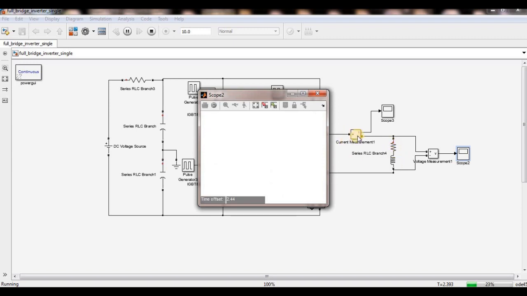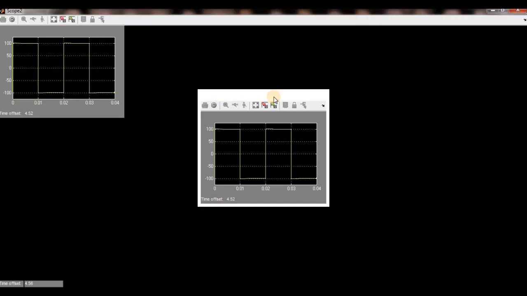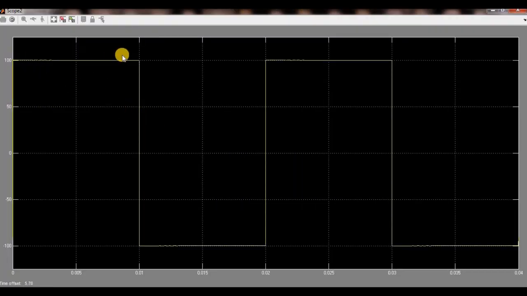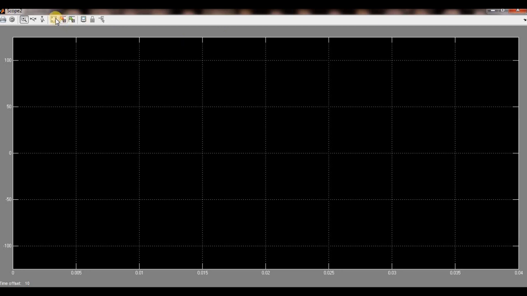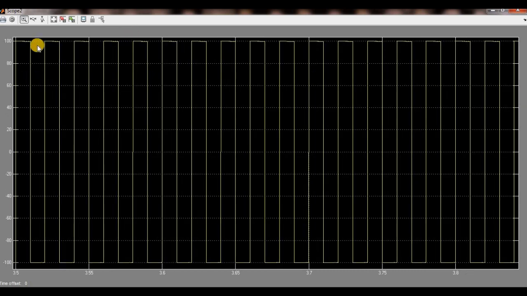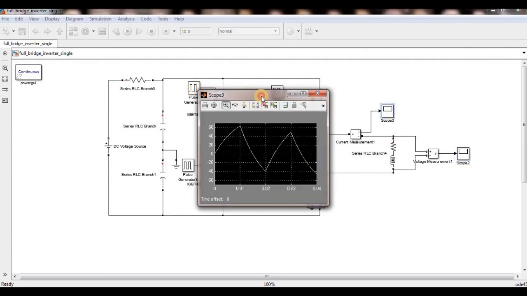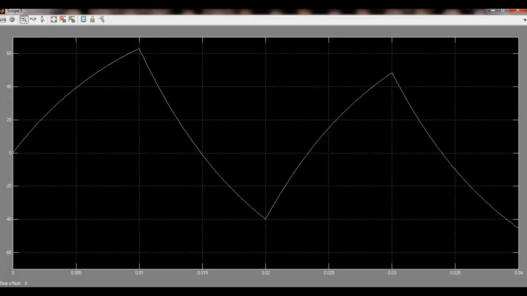Because of the RL load, the current will have a phase shift. See, this is my voltage. This is the 100 volts and this is the minus 100 volts. These are the two cycles coming, because 0.02 is one cycle at 50 Hz. So this is my complete voltage, 100 to minus 100. And this is the current, having a shape like this.